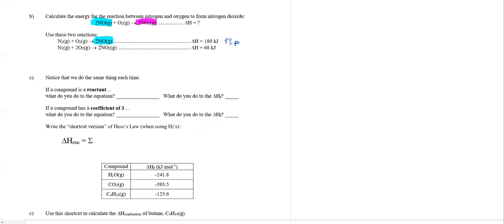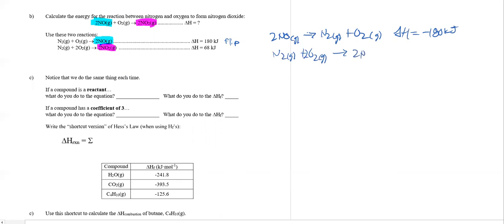Looking at this, I have my nitrogen dioxide, and that's a product on that side, so I don't need to flip that, but I do need 2 of them. And so we do have that, making 2 of them. So that leaves me with 2NO gas going to N2 gas plus O2 gas, which has a delta H of negative 180, because I swapped it, going with N2 as a gas plus 2O2 as a gas, going to 2NO2 as a gas, and its delta H is still the same, 68 kilojoules.